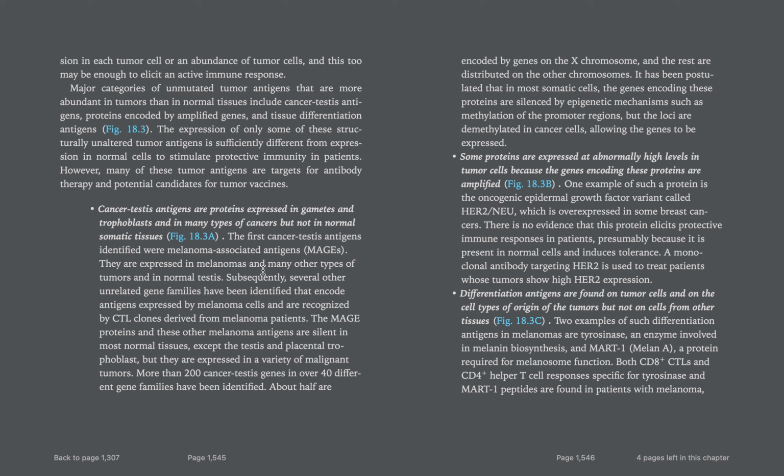Differentiation antigens are found on tumor cells and on the cell types of origin of the tumor, but not on cells from other tissues. Two examples of such differentiation antigens in melanomas are tyrosinase, an enzyme involved in melanin biosynthesis, and MART-1, a melanoma antigen required for melanosome function.